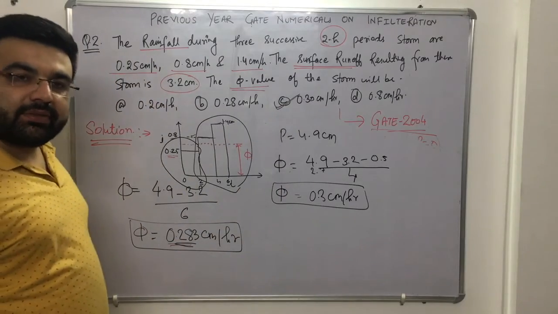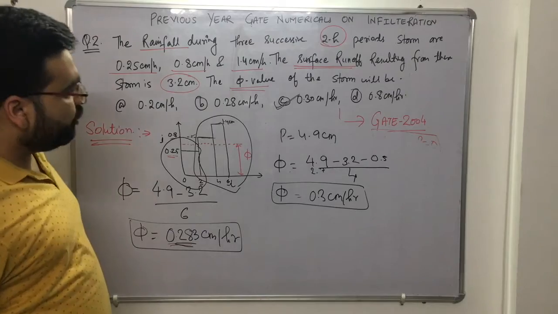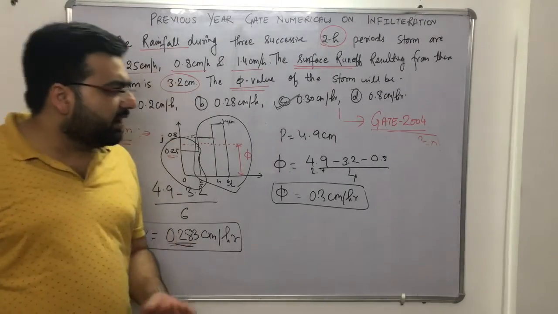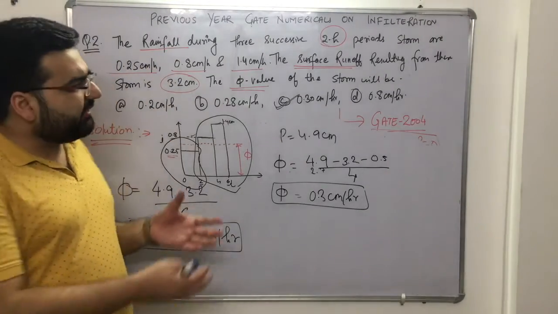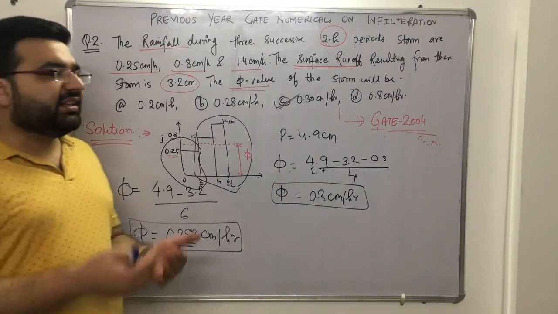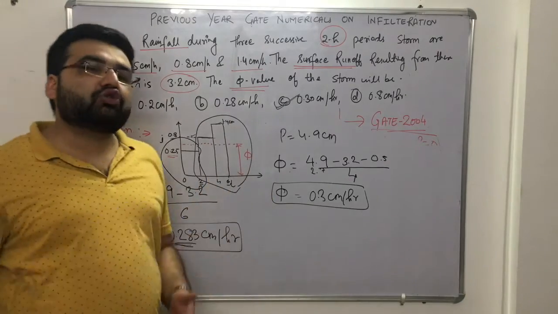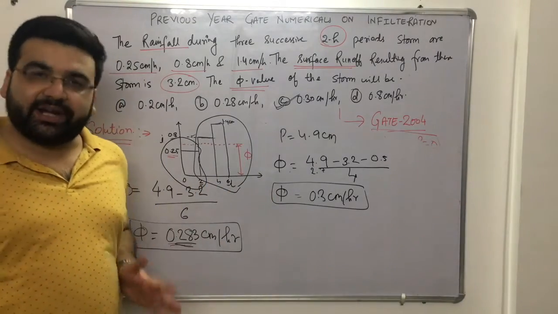Simple. Clear? Okay. Now I hope that you have understood some previous year GATE numericals, which I thought were a little bit tricky. Otherwise, if you look at the previous 25 years of GATE numericals, they are very easy. Now if you have understood the concept, you will be able to solve each and every numerical. That thing I can guarantee.